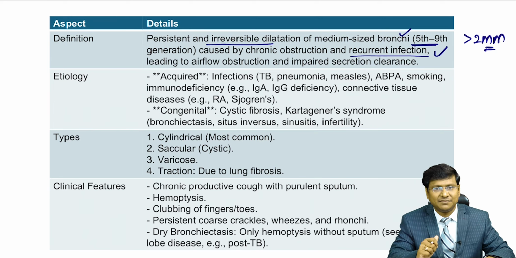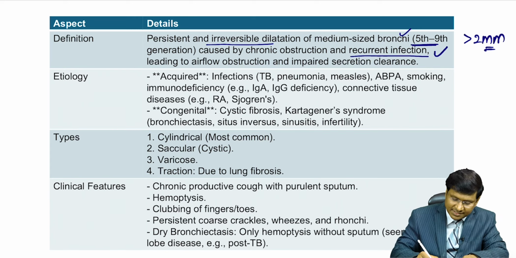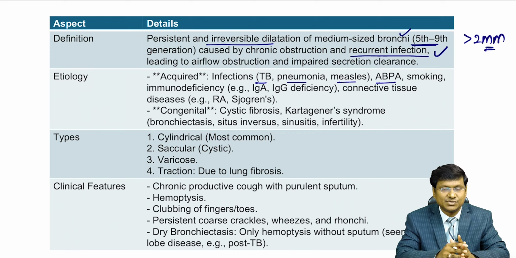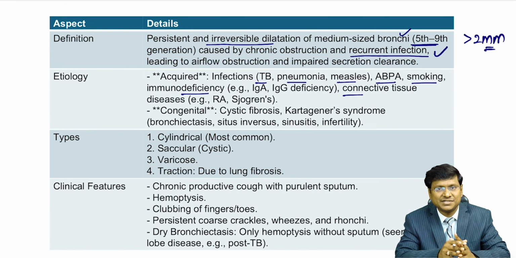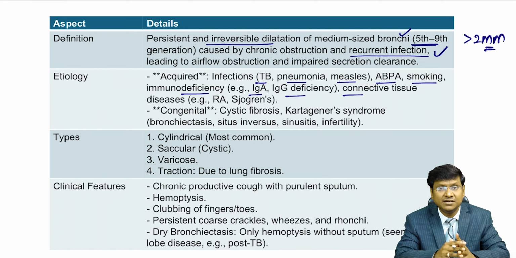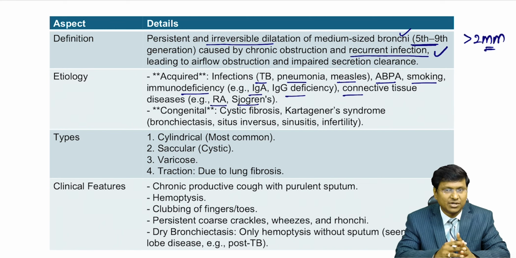If you take the etiology causing bronchiectasis, apart from infection, even within the infections, the most common organisms are tuberculosis, pneumonia, as well as measles. Then another important infection is allergic bronchopulmonary aspergillosis. Then what are the other acquired causes? They include smoking, immunodeficiency disorders, and connective tissue disorders. What are the immunodeficiency disorders? They include IgA as well as IgG deficiency, and connective tissue disorders include rheumatoid arthritis as well as Sjögren's syndrome.